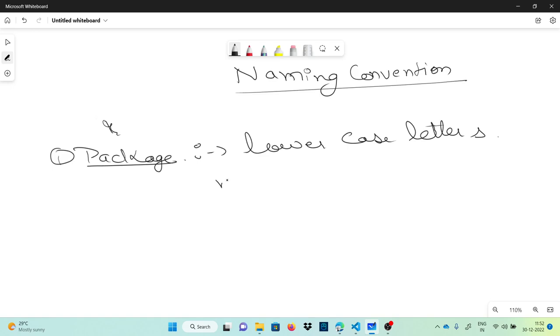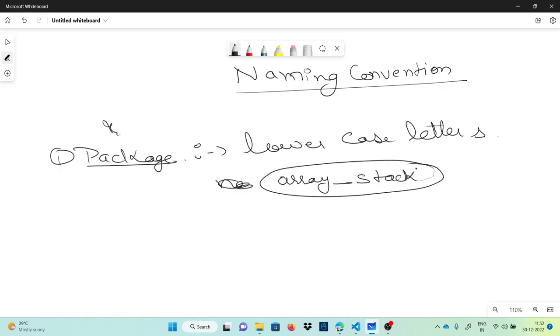So suppose one package name is array_stack. So all are in lowercase letters only, and array and stack are two names, separated by this underscore only. Then we have the second one, which is module. So module names should be written in all lowercase letters again. When multiple words are used for a name, we should separate them with an underscore only. So this is the same as what you have studied in our package.